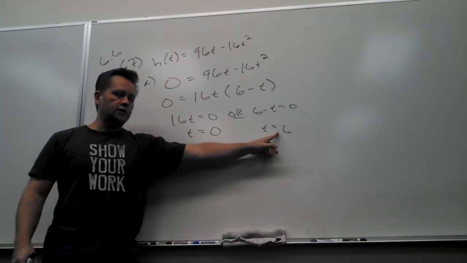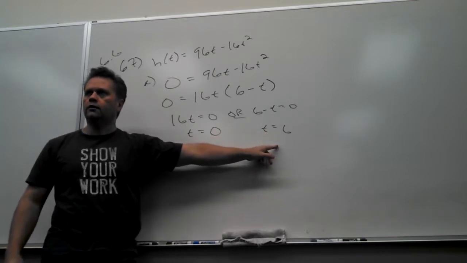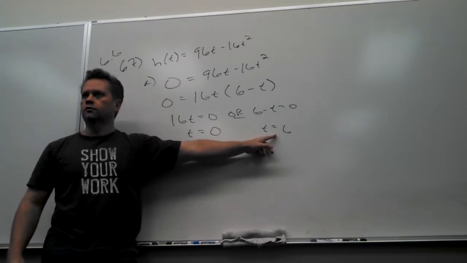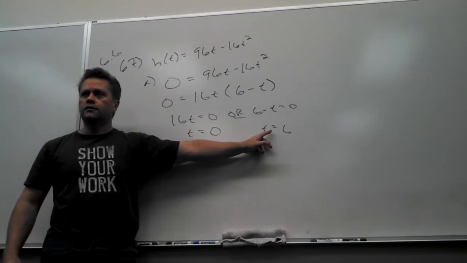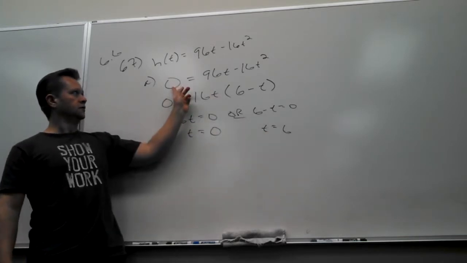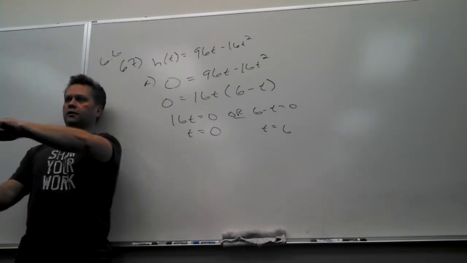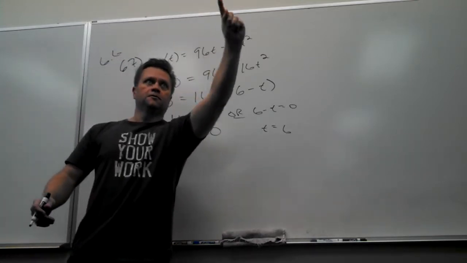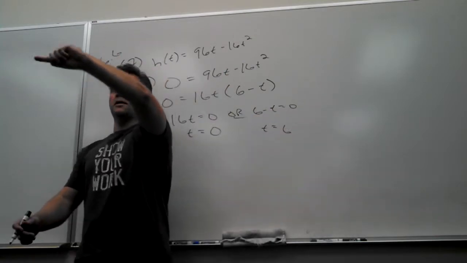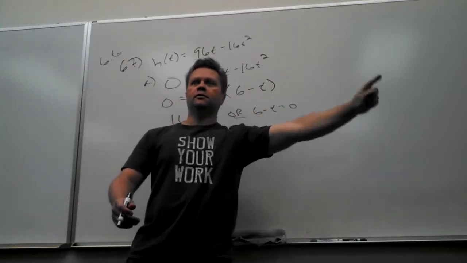But then, what does this mean? After I hit it, what does this mean? 6 seconds. 6 seconds later, it's back on the ground. Of course, it's going to go up. And in fact, what's it look like when I hit the golf ball? What's it look like? Be more mathematical. Parabola. It looks parabolic.